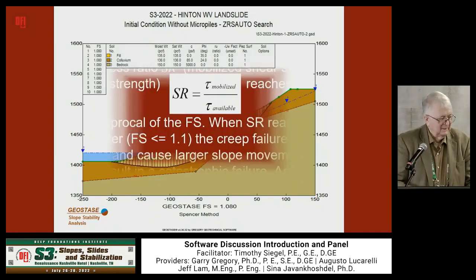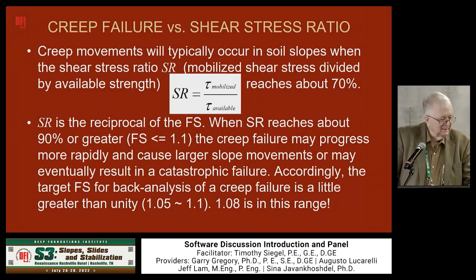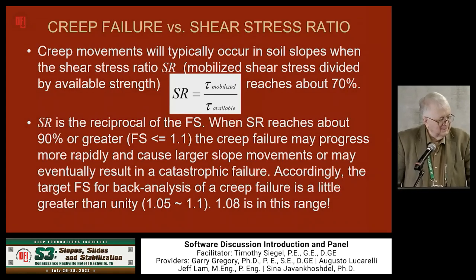And so if we consider that, normally if the stress ratio, which would be the mobilized shear stress divided by the available strength, gets above about 70% or 0.7, we can expect probably some noticeable movements in the slope to occur. And the stress ratio is a reciprocal of factor of safety. And so when it reaches about 90% or greater, then we can see accelerated, more rapid deformations in the slope that will be very obvious and over time can lead to a catastrophic failure.